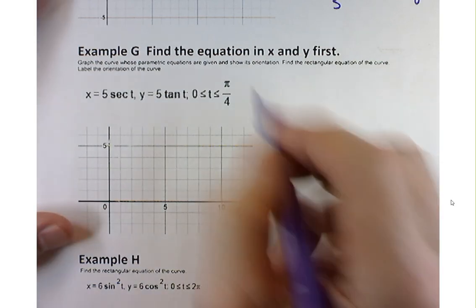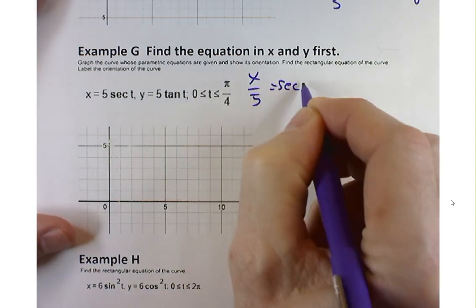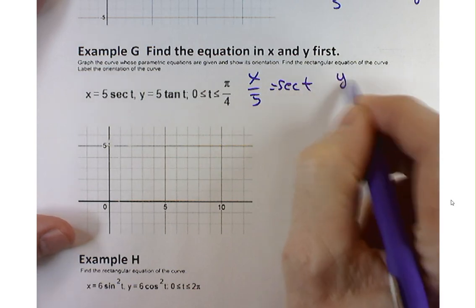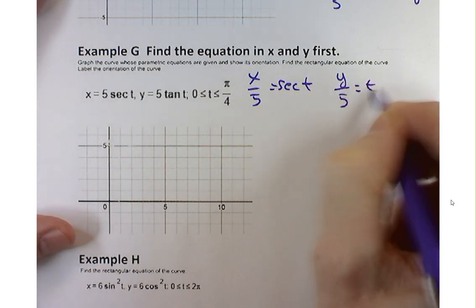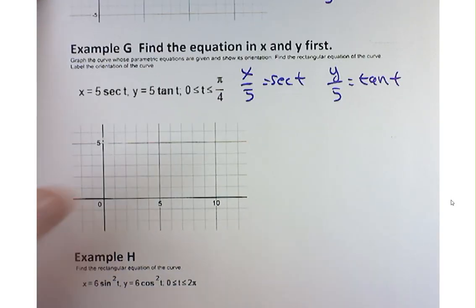Divide by 5. Sure, divide by 5. X over 5 equals secant of t, and y over 5 equals tangent of t. And that's a good start. All right. Then what?